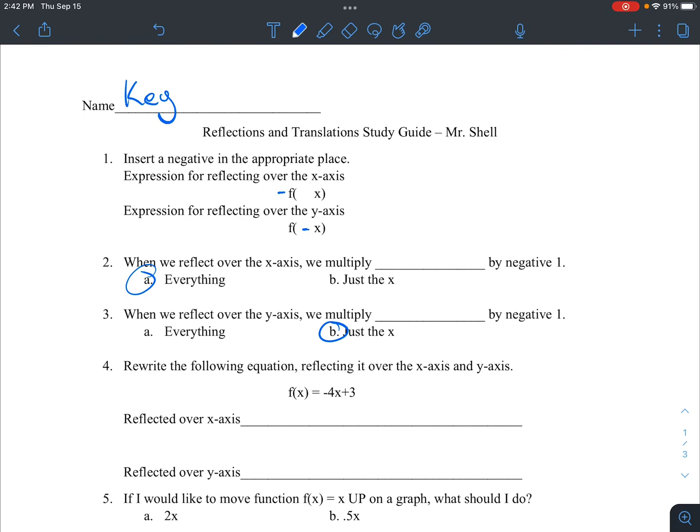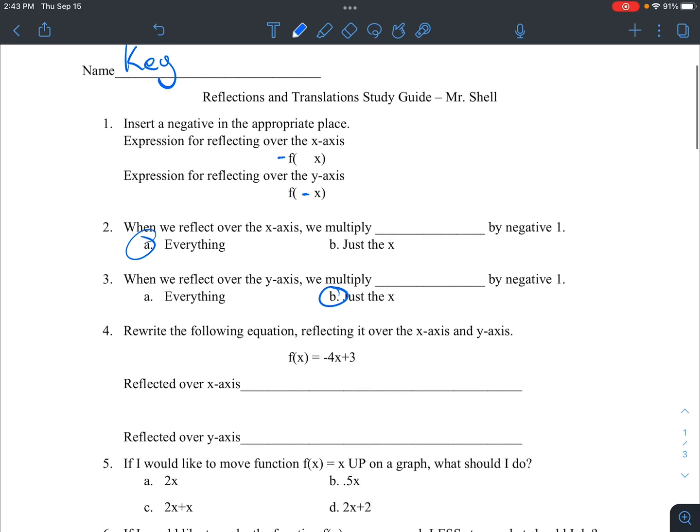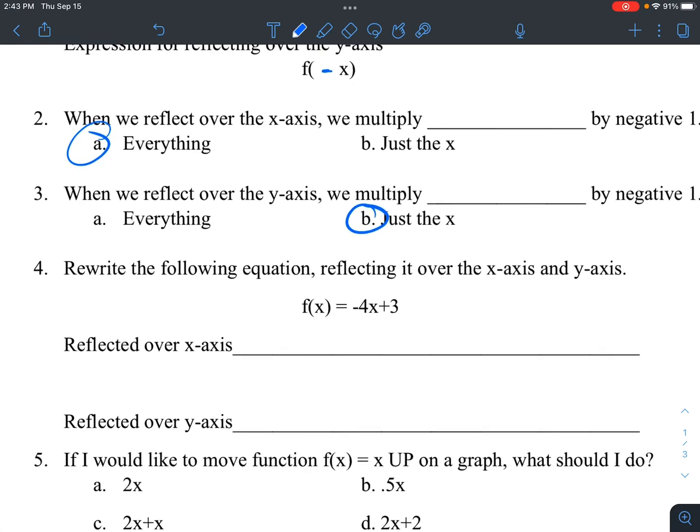So this is just kind of a fact. I suggest that this is at the very least what you know for the test tomorrow. It will help in some other fashions. So now, number 4, we're going to rewrite the following equation. So we're going to rewrite this, reflecting it over the x and y axis.